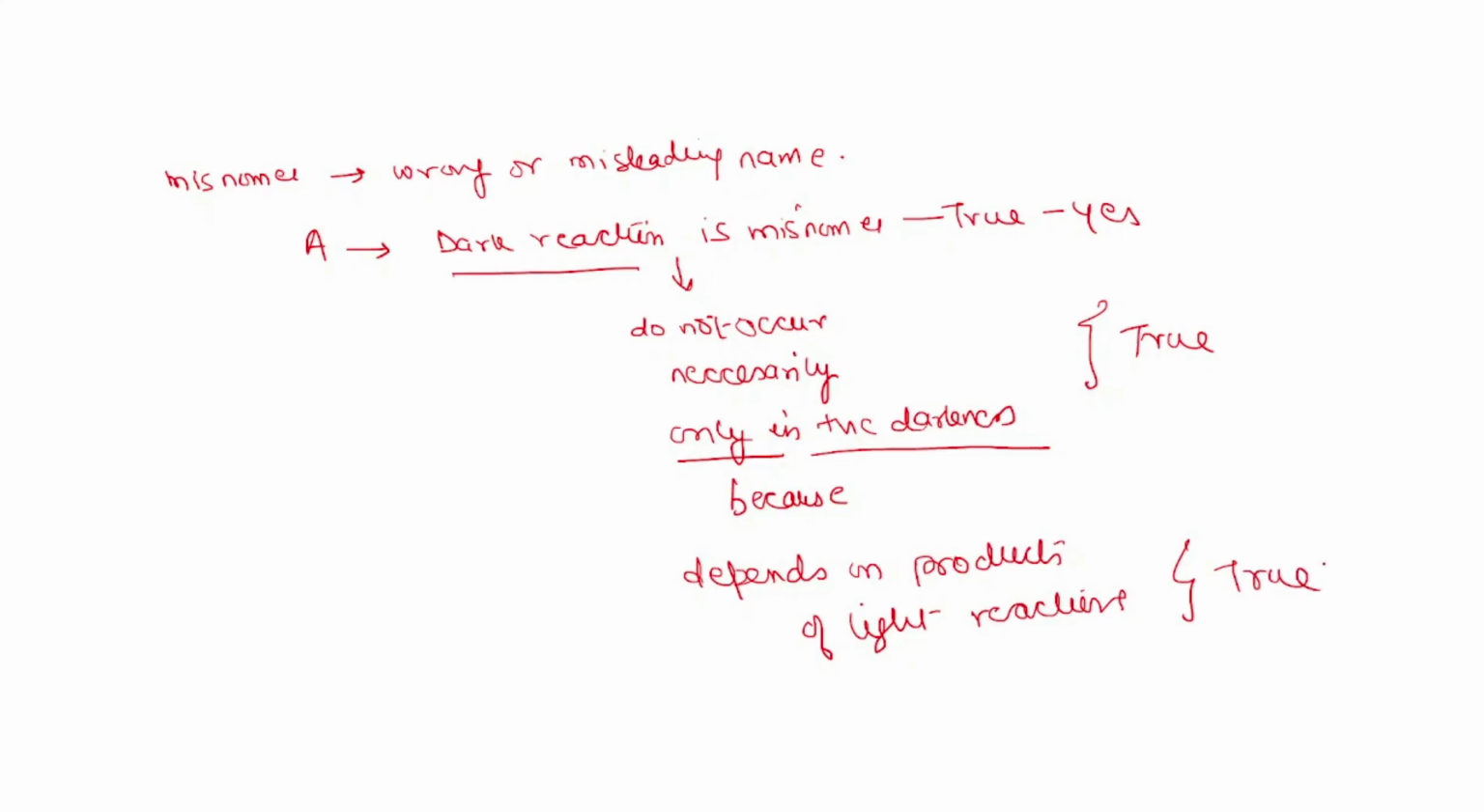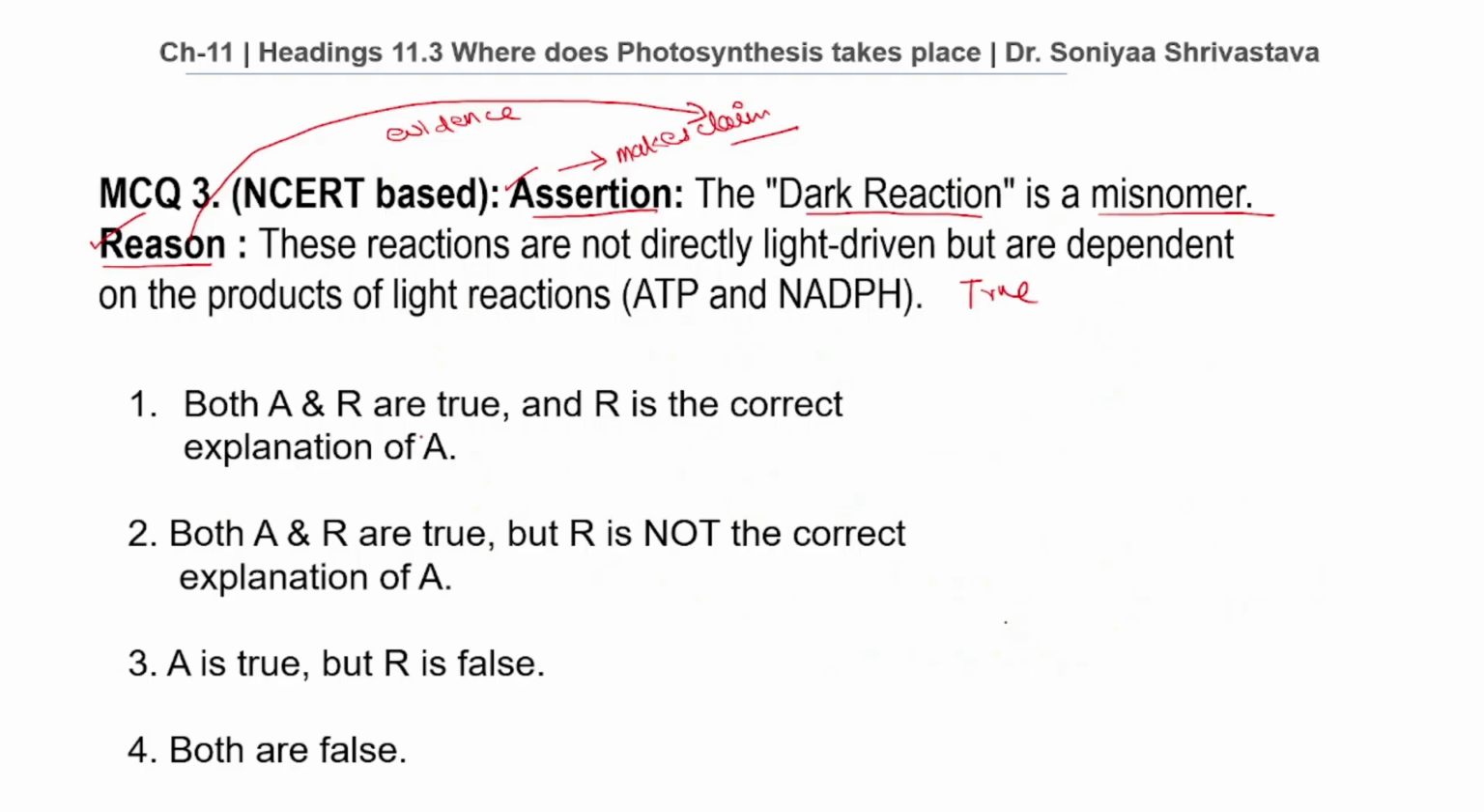Now we are checking the logic. Ask yourself, why is the term dark reaction a misnomer or misleading? Exactly because these reactions do not occur only in the darkness. These reactions depend on the products of light reactions. This is the reason which directly explains the assertion. Now coming to the options, both A and R are true and R is the correct explanation of A.